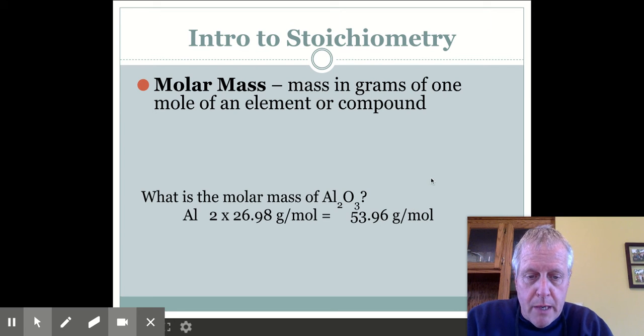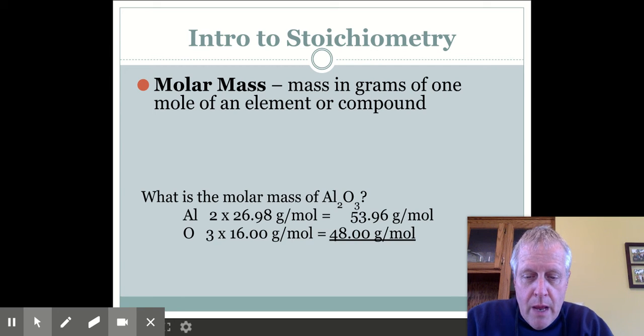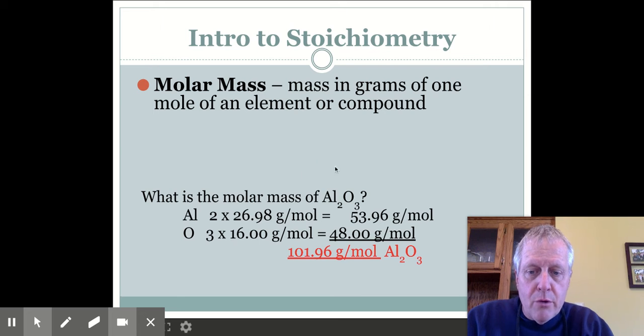But there's two of them, so we've got to multiply that times two. And then there were three oxygens, and oxygen here has been rounded to 16. And so 3 times that is 48. And then just by adding them up, you get the formula mass, the formula mass per mole of aluminum oxide.